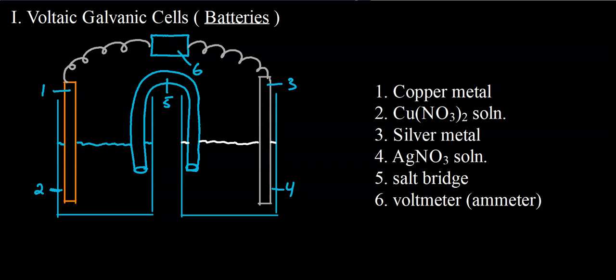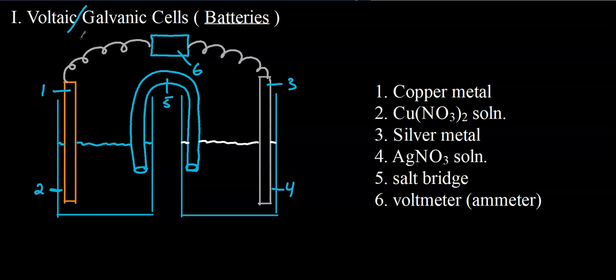All right, let's go ahead and start our next lesson, our next unit, which is on electrochemistry. What we're going to look at is a couple different types of what are called electrochemical cells. The first type that we'll look at is voltaic or galvanic cells. It's a voltaic cell or a galvanic cell. An example of this type of electrochemical cell is a battery.